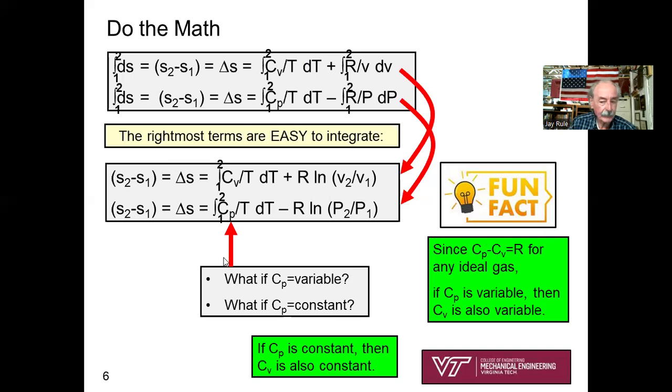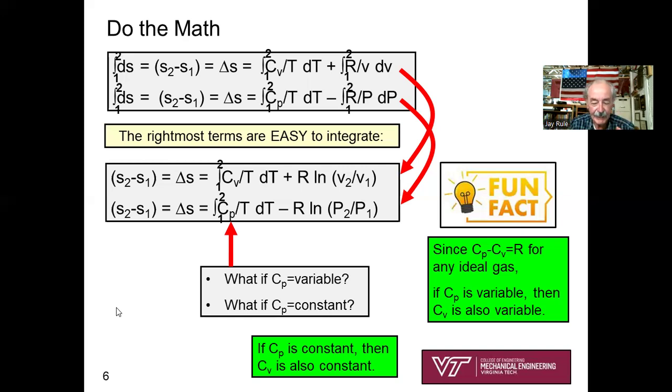Okay. Now the question is, what if Cp is a variable? That could be. And what if Cp is a constant number? One thing I want to remind you of, remember there's another fundamental about ideal gases that I didn't write down, and that is that Cp minus Cv always equals R for any ideal gas. So if Cp is a variable, then Cv is also a variable. But similarly, if Cp is a constant, then Cv is also a constant. That's going to be very powerful for us. And so what I want to do is step you through both situations.